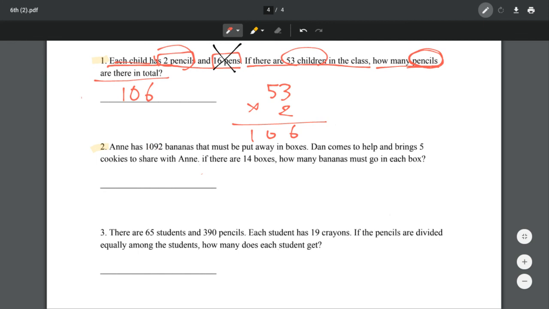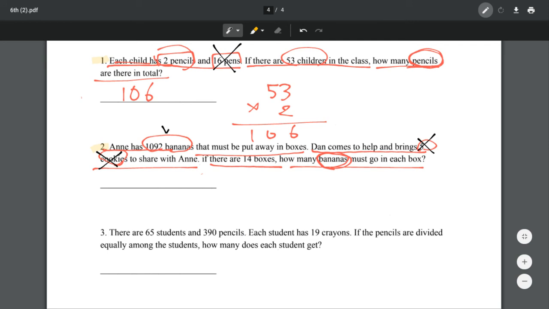Number 2. Anne has 1,092 bananas that must be put away in boxes. Dan comes to help and brings 5 cookies to share with Anne. If there are 14 boxes, how many bananas must go in each box? Again, we're only talking about bananas, not cookies. So the fact that Dan brought 5 cookies is totally unnecessary. We don't even need to know that information, so we're going to ignore it.